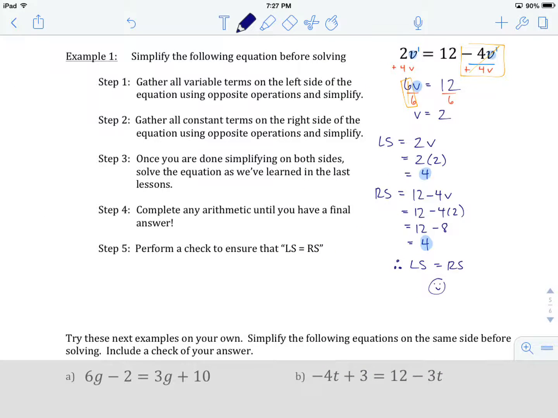So one of the things you may have noticed is that our checks get more involved. There's usually more steps in them as we go along, and that's very common. That's natural. Just as there's more steps to solving as the equations get more challenging and more difficult. So let's have a look at another one here together.